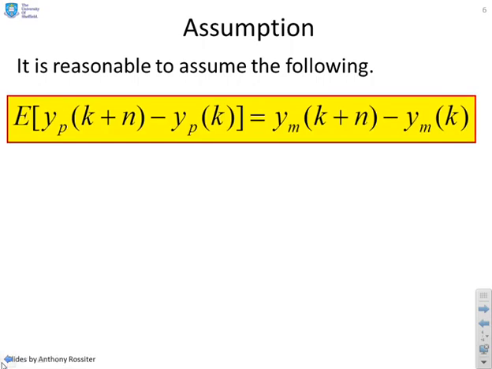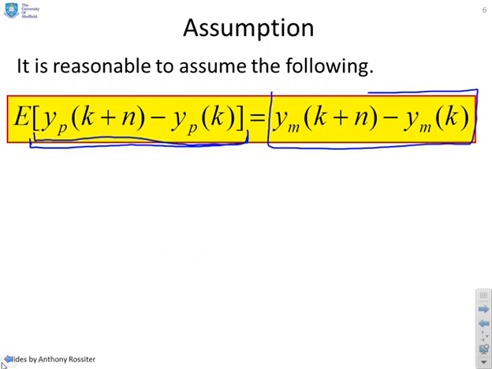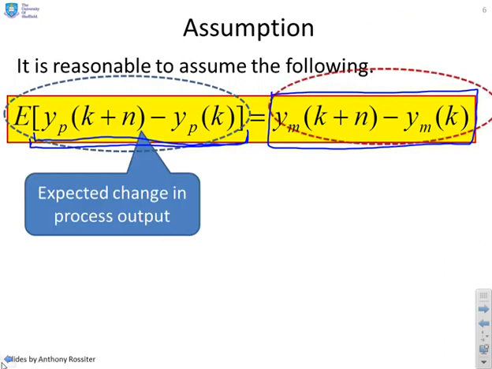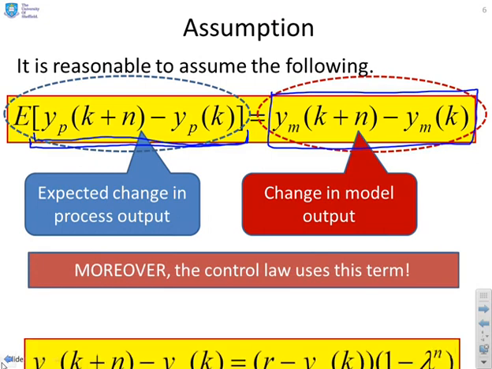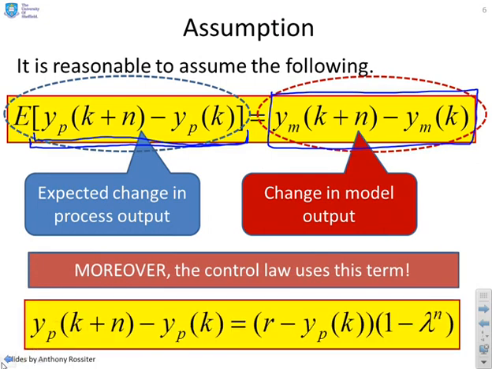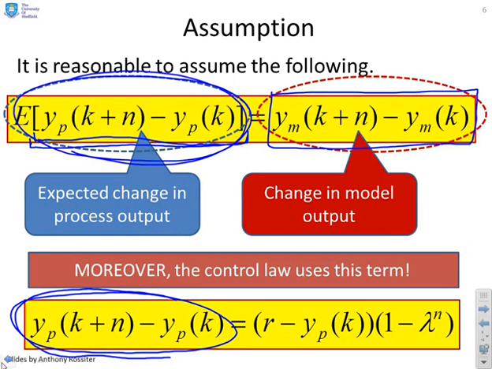So it's reasonable to assume the following: that the expected change in the process output over the next n samples is going to be the same as the change in the model output over the next n samples. Clearly, you design your model so that this is what you expect. Now, why is this important? You'll see next. If you look at the control law, you will notice that you've got this particular term here, and that particular term is exactly what we've got at the top here, the expected change in the process output over the next n samples.